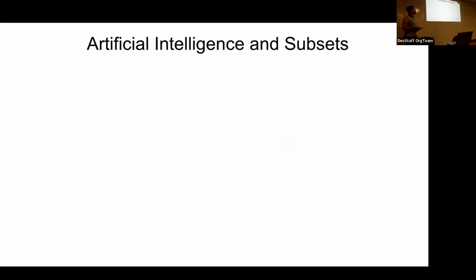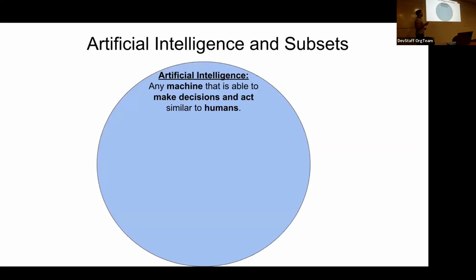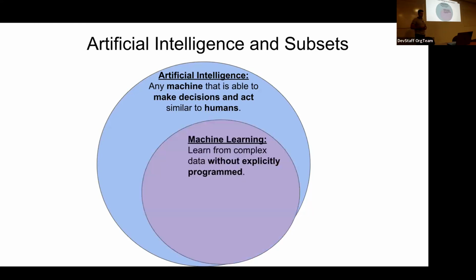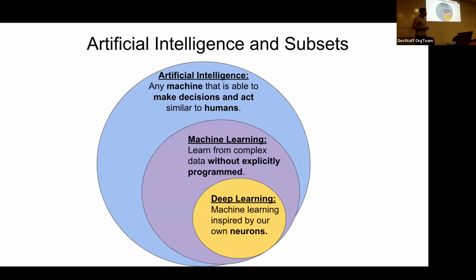So let's see what artificial intelligence is and what are its subsets. Artificial intelligence is any machine that seems to be able to act in a way similar to humans and make decisions. Machine learning is a subset of artificial intelligence and refers to models that can learn from complex data without being explicitly programmed. Deep learning is a subset of machine learning, and it refers to big algorithms, big networks that are inspired by the way the neurons in our brain work.